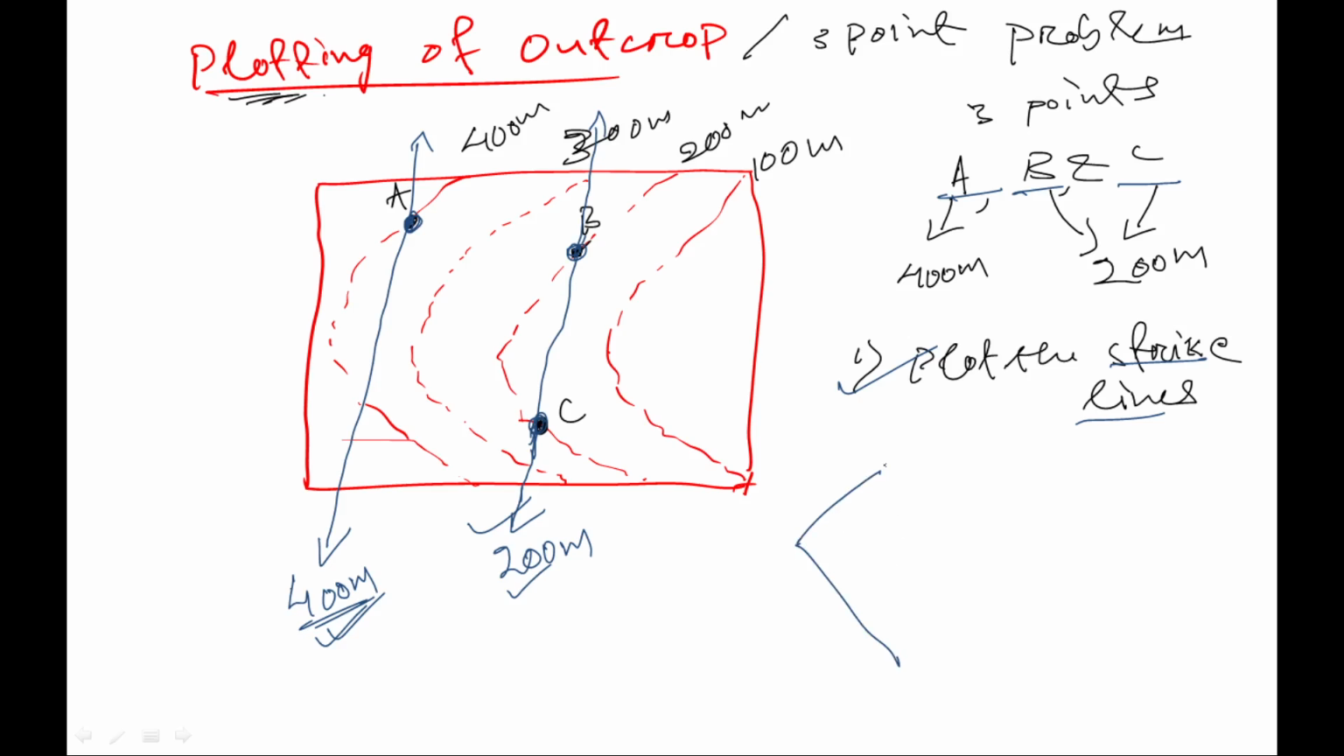Suppose this is a bed, and what is strike? It should be horizontal, right? This is a strike line, horizontal. Suppose this is zero elevation, and these points are having 400 meter elevation, right?